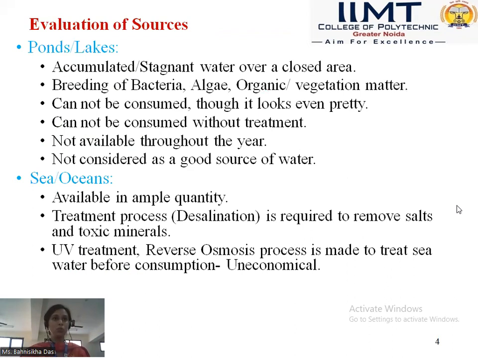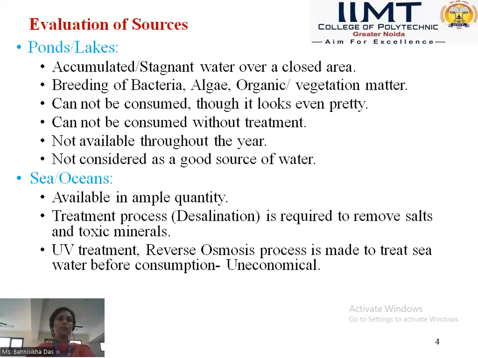Next, coming to the sources, we will first discuss the surface sources of water. As mentioned previously also, there are certain sources. One is the ponds or lakes. The ponds or lakes are not exactly the same thing. They vary in terms of their size. Ponds are smaller in surface area as well as in depth as compared to the lakes. And since ponds are smaller in surface area and depth, their ecosystem is also different as compared to the lakes.